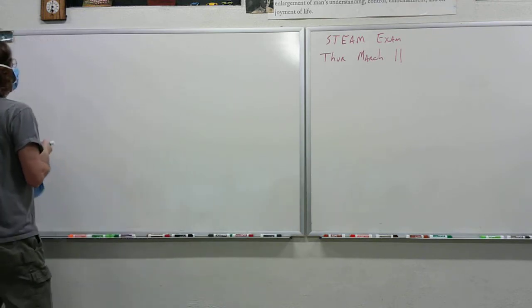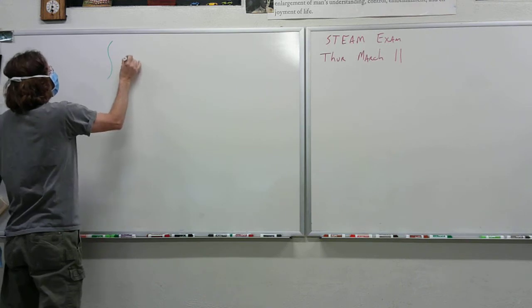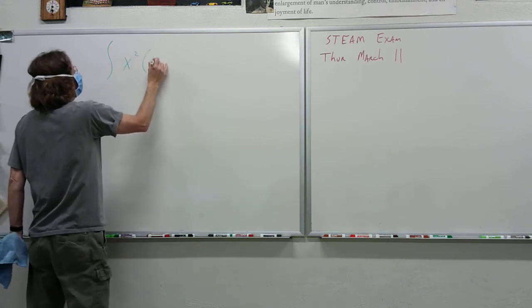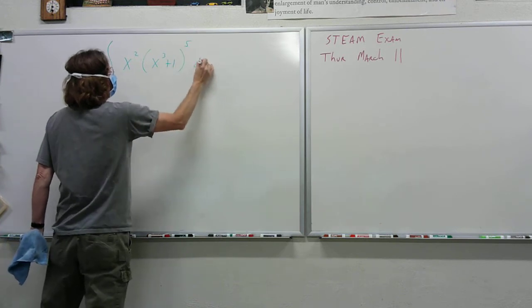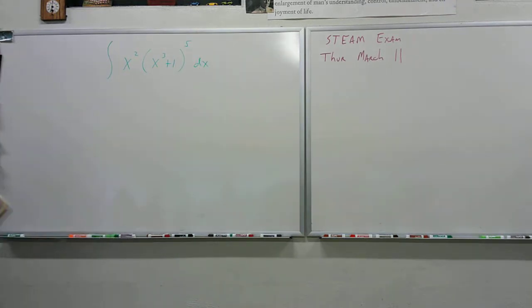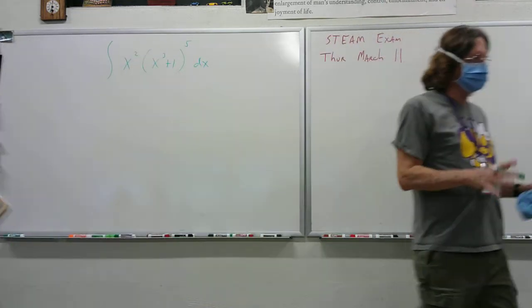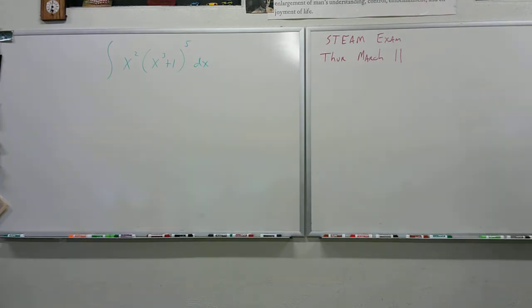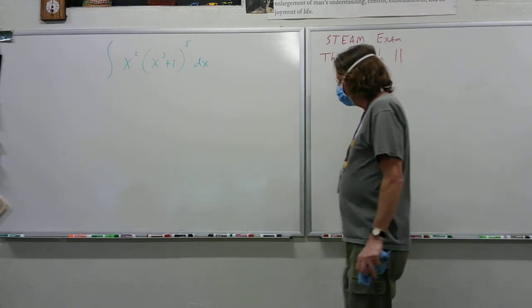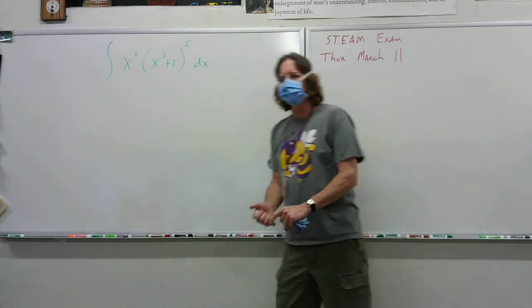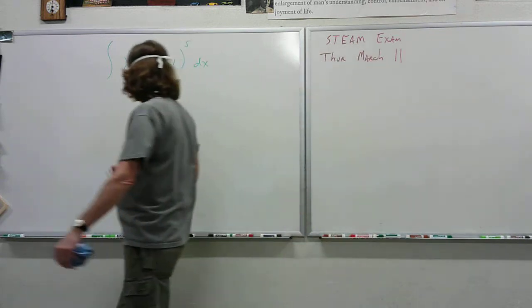I have the integral x squared times (x cubed plus 1) to the fifth dx. First thing you want to do is rewrite it and put what you consider the u to be at the front. What does everyone in here think needs to go to the front? The parentheses part. Yeah, it needs to go to the front.